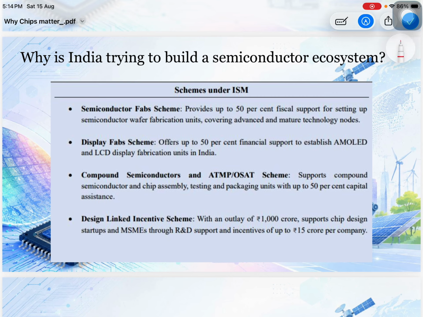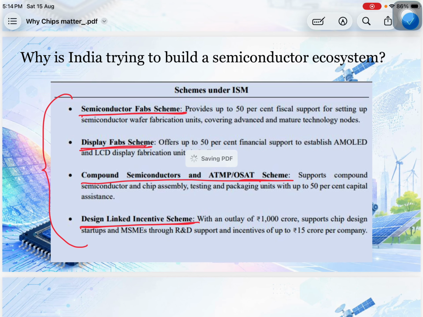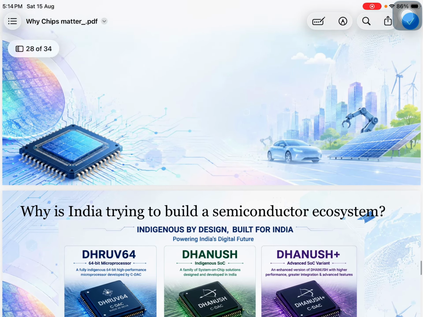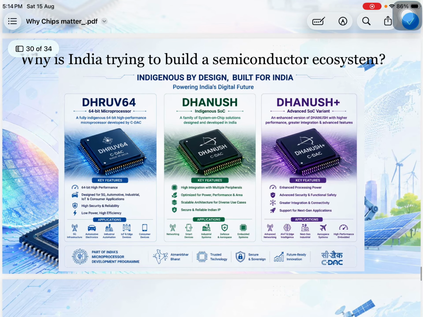These are something which makes it a very direct question in exams. Semiconductor fabs scheme, display fabs scheme, compound semiconductors, and ATMP OSAT scheme, all right, and DLI scheme, also known as design linked incentive scheme. We will be looking at all these schemes in detail, as per the UPSC current affairs syllabus, in later classes.